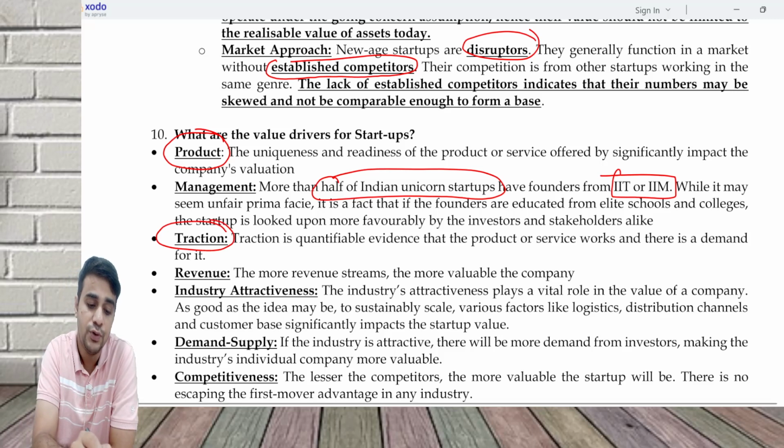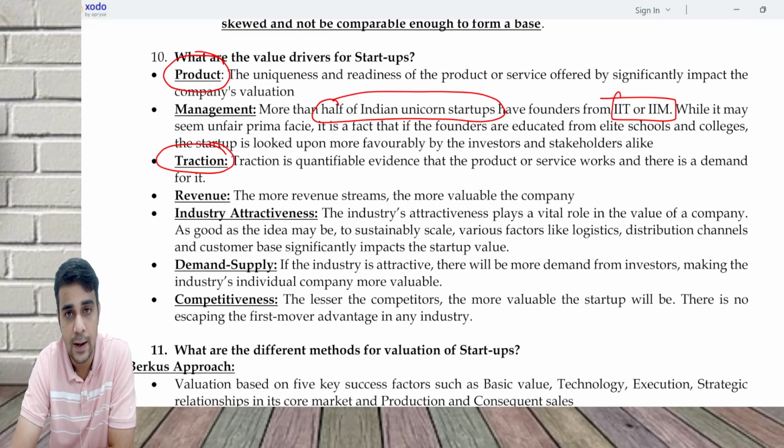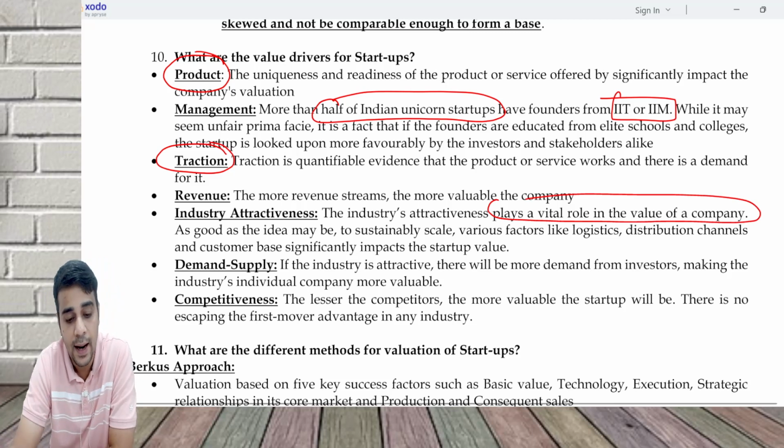Traction means, are you generating revenues from it? It is quantifiable evidence that the product or service works and there is a demand for it. Revenue, how many revenue streams we are having. Industry attractiveness, that is, in the industry, looking at the competition angle, looking at the other people who are there, how attractive is the industry, that also plays a vital role in the valuation of a company. Demand supply gap, if the industry is attractive, a lot of demand will come from the investors to buy companies. Also, the demand supply gap for the product is very critical, because that is going to indirectly impact the value of the entity.